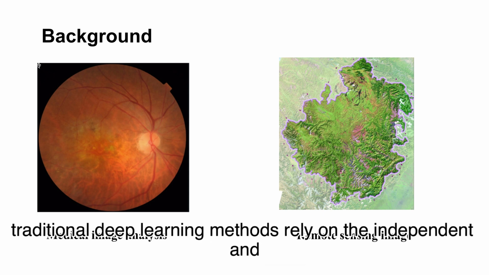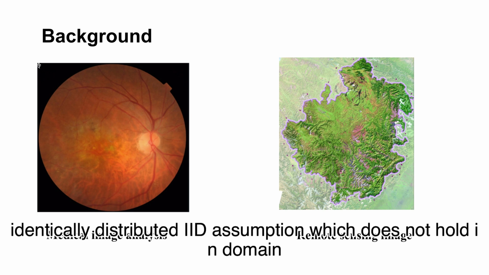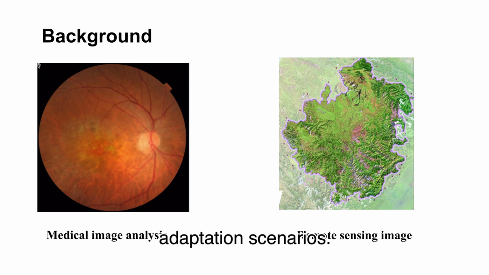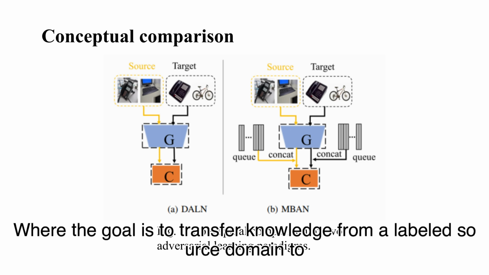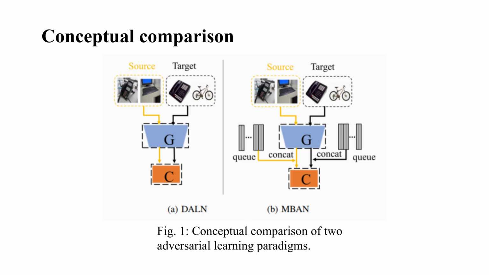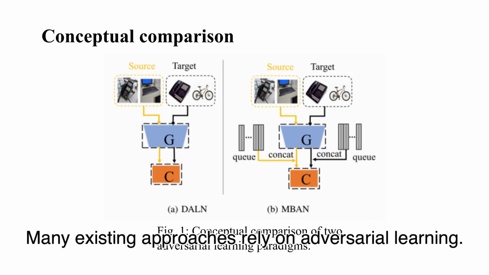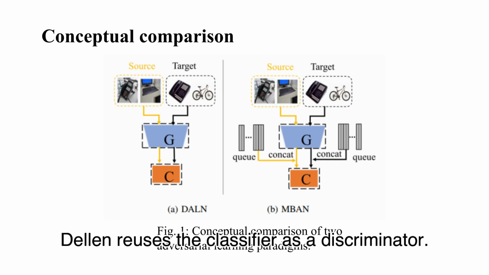This is because traditional deep learning methods rely on the independent and identically distributed, IID, assumption, which does not hold in domain adaptation scenarios. Domain adaptation, DA, is an important subfield of transfer learning, where the goal is to transfer knowledge from a labeled source domain to an unlabeled target domain. Many existing approaches rely on adversarial learning. Recently, DALN reuses the classifier as a discriminator.